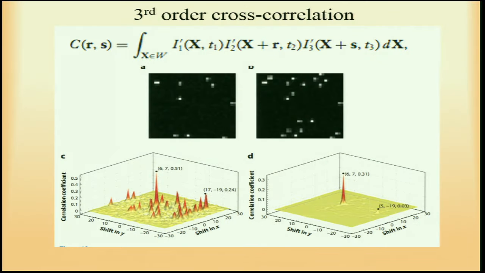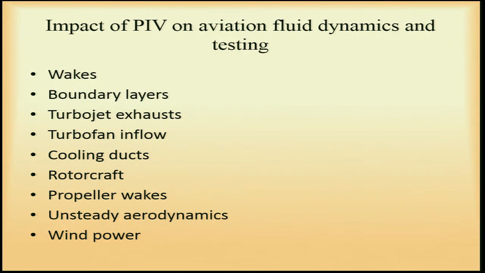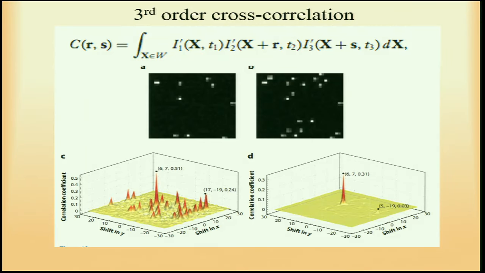Well, so I am almost done too. This is an idea that was proposed some time ago by Greenhalgh to use a third order correlation, so the product of intensities at three different times. And here's a relatively sparse interrogation spot, and here it is with three exposures.